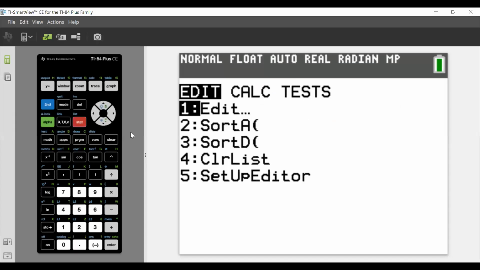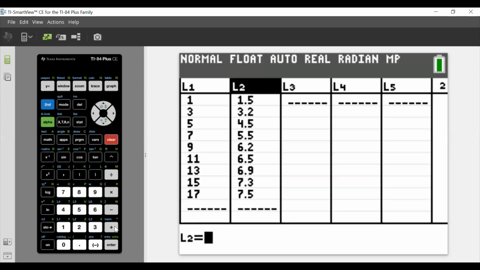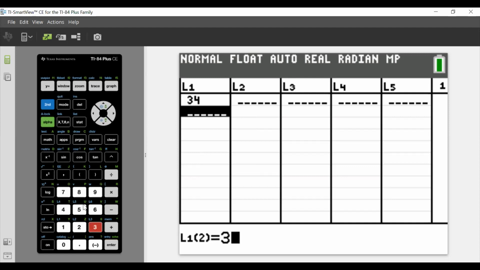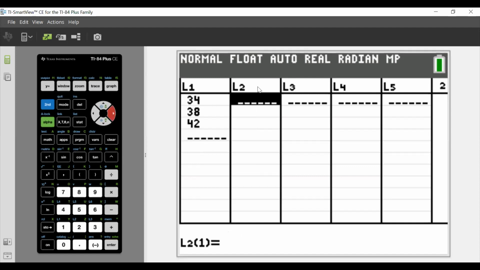Now this one I don't have because I haven't actually stopped the video yet. So let's clear that. So now we know we're going to have a rate of $34, a rate of $38, and a rate of $42. And now we want to find the subscribers. So that's going to be our L2.